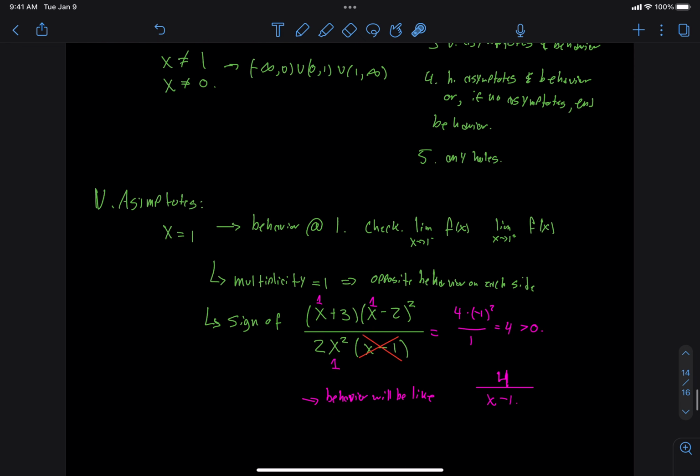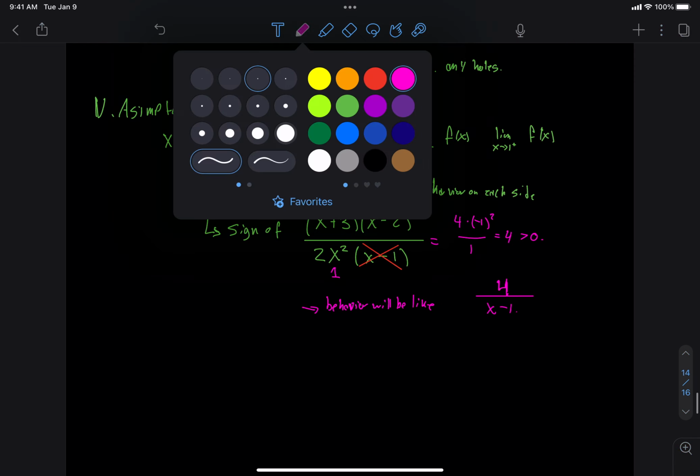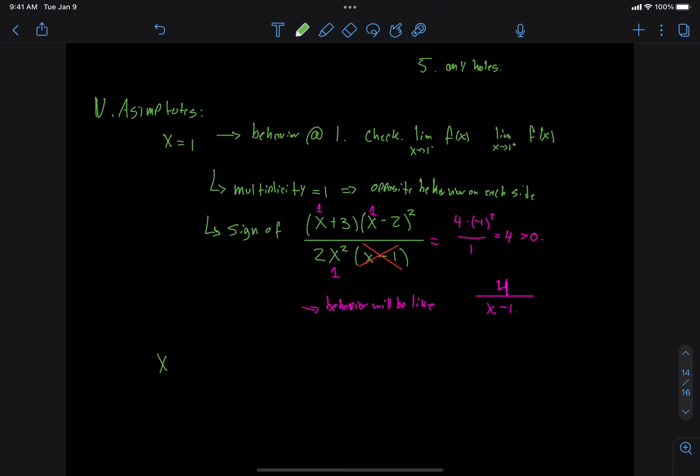So what have we done so far? We've done the vertical asymptote for x equals 1. Now let's do the vertical asymptote for x equals 0. For x equals 0, the multiplicity is 2, which is even, which means we're going to have the same behavior on both sides. Same behavior.